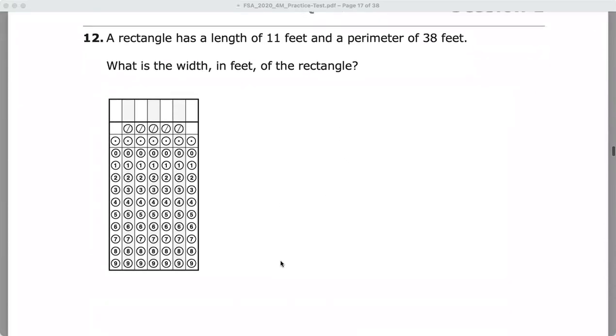Okay, a rectangle has a length of 11 feet and a perimeter of 38 feet. What is the width in feet of the rectangle? So using the reference sheet earlier in the test, perimeter is 2 times the length plus 2 times the width is the formula. And we know the perimeter of 38 feet. So I'm going to plug in 38 for perimeter.